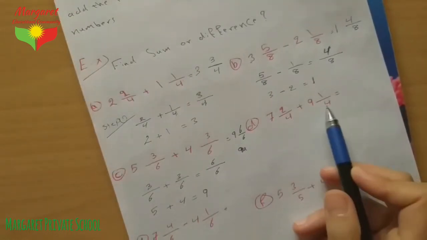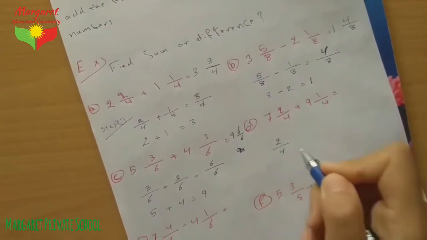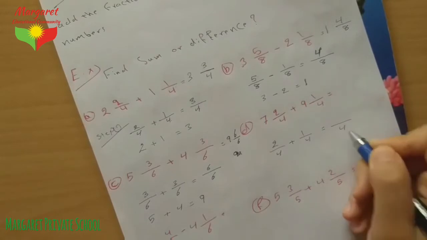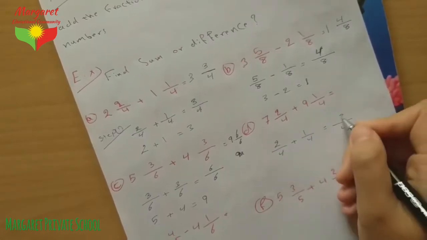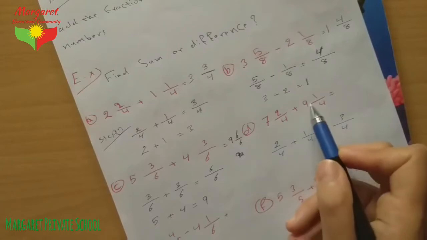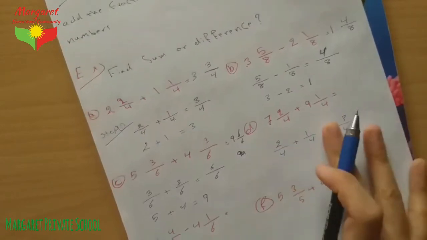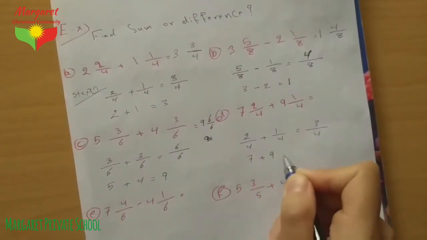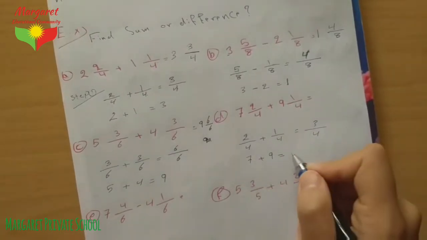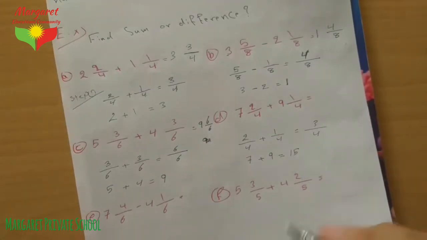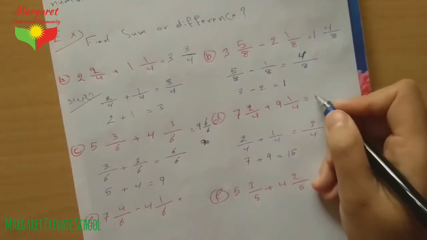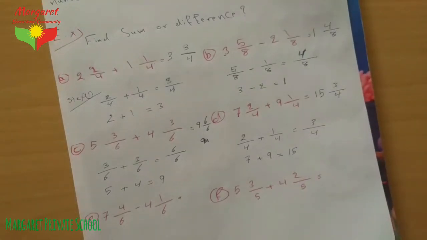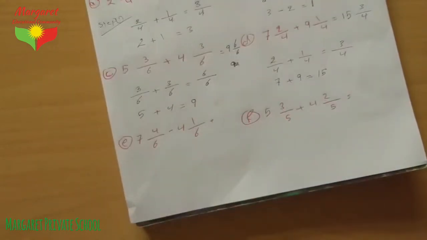First step, you must write the fraction. They have the same denominator, so keep the denominator and add the numerators: 2 plus 1 is 3. And then add the whole numbers: we have 7 and 9, 7 plus 9 equals 15. So the result is: write the whole number and the fraction.